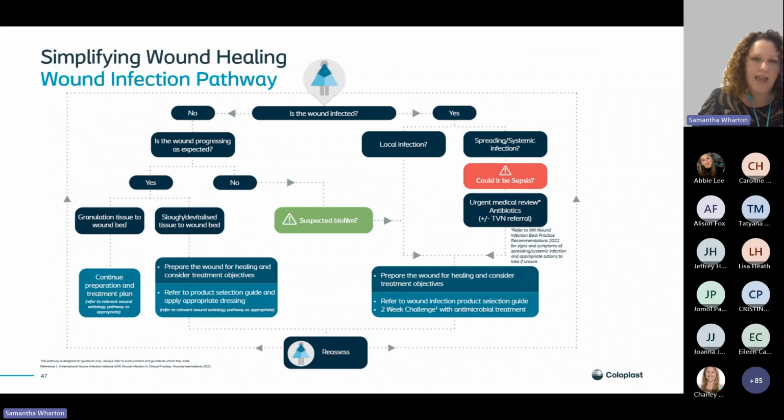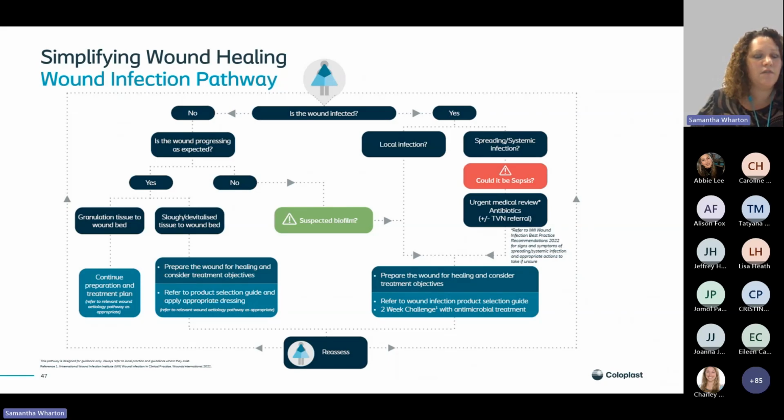And finally, we've just got a pathway that you can adopt if you haven't got a pathway already in place. So this is a simplifying wound healing, wound infection pathway. So we've got our patient right at the top of there. So again, addressing all aspects of that patient, looking at the psychosocial factors, the patient factors, their comorbidities, the medication, their age, and then looking at that wound bed, wound edge, and peri-wound skin. From there, we're going to look at, is that wound infected?